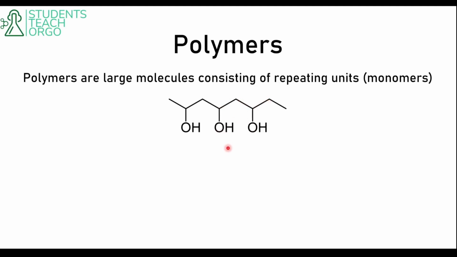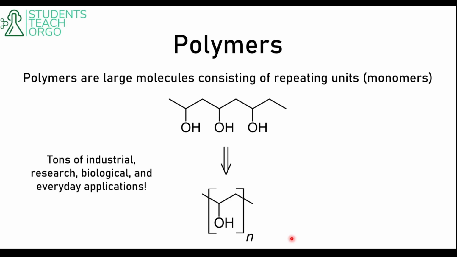Now, instead of having to write out a million of these monomers over and over again, we have this shorthand notation where we just put brackets around the constituent monomer, like so, and then the subscript n outside of the brackets denotes that there are n monomers in the polymer chain, where n is just some integer. So polymers are very useful. They have a lot of industrial, research, biological, and everyday applications, and many more.